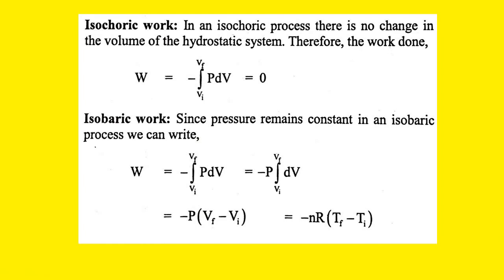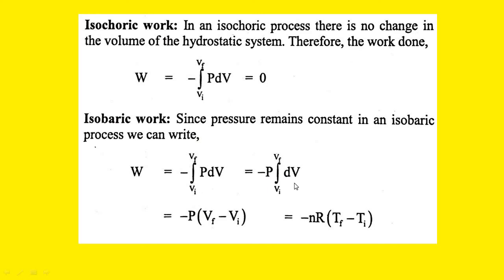And now we have isochoric and isobaric. In an isochoric process, there is no change in the volume of the hydrostatic system. So this dV is 0. Therefore, the work done is 0. And for an isobaric process, pressure remains constant. So this pressure can be taken outside the integral.